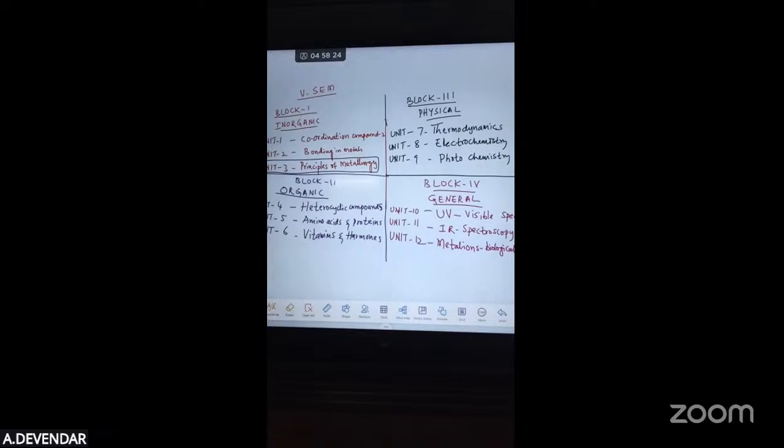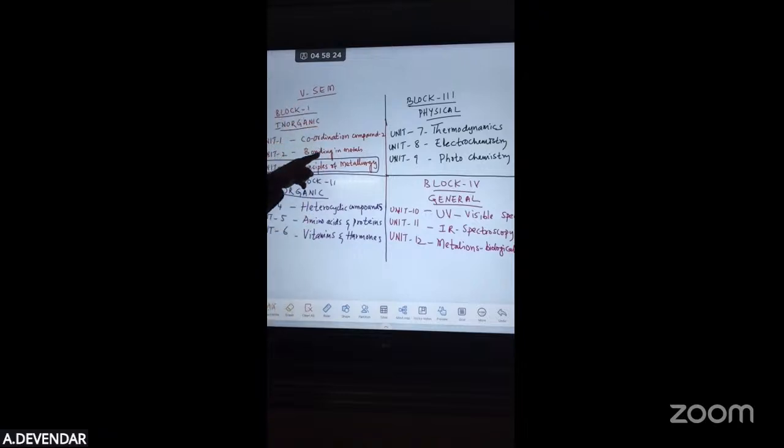You may have the index on the first page of the book, but my intention is to select what is very easy to understand and easy to write in the examination. See the coordination compounds. Already in the fourth sem you are learning that one. You can write it because it is a very important chapter in the fourth sem. Compulsory a long question, a short question there in the fourth sem. In the fifth sem, mostly only short answers will be there.